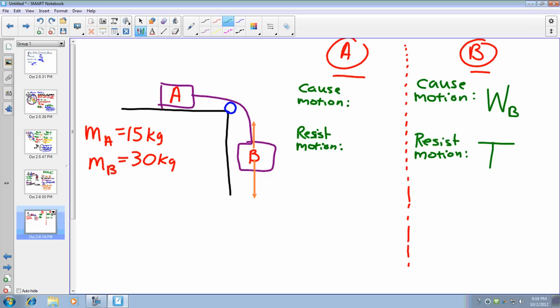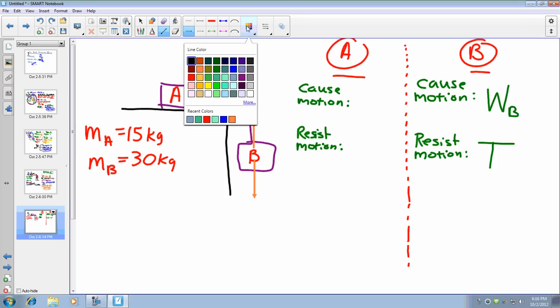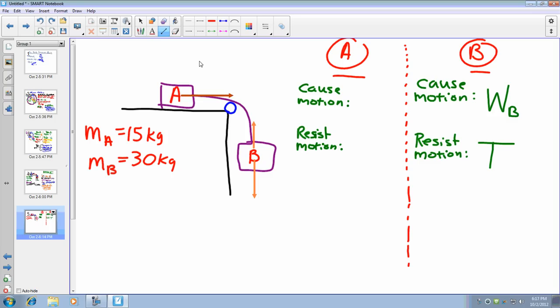All right, well, let's jump over to block A. What's causing the motion for block A? Block A's motion is going to be caused by the tension of this rope. What is going to be resisting the motion for block A is the kinetic friction in the other direction, which we can write out as F of K.